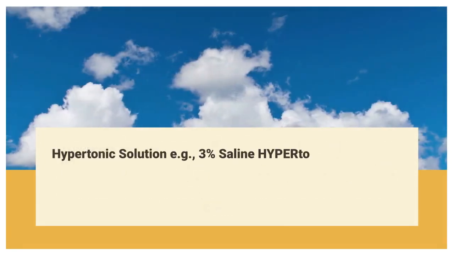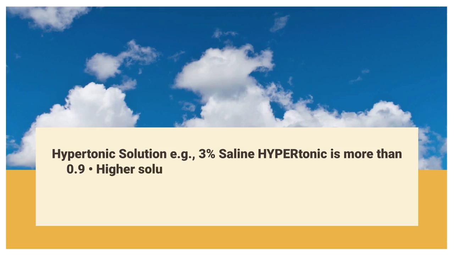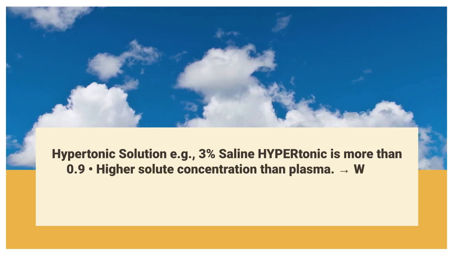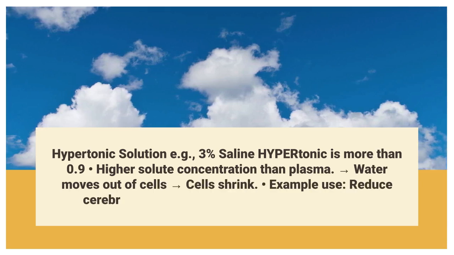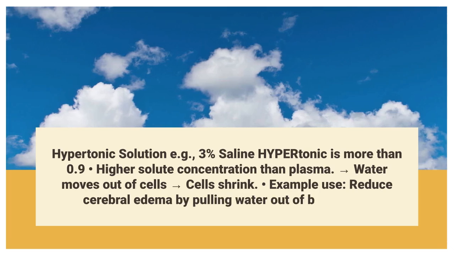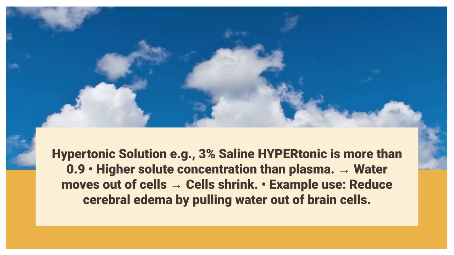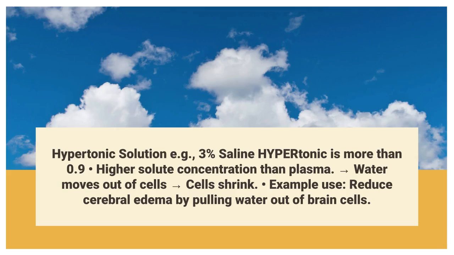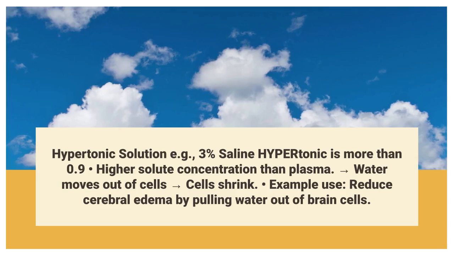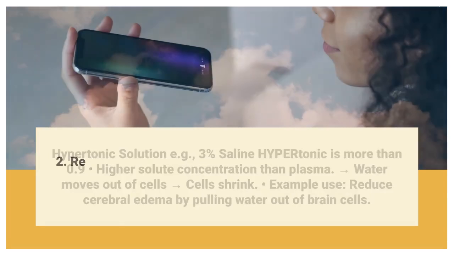Hypertonic solution, such as a 3% saline, which is more or higher than 0.9. The higher solute concentration is where the water moves out of the cells and the cells shrink. So an example of this is that you reduce cerebral edema by pulling water out of brain cells.